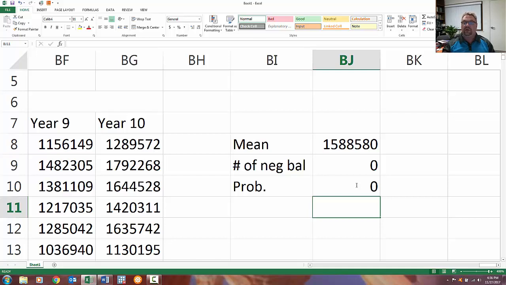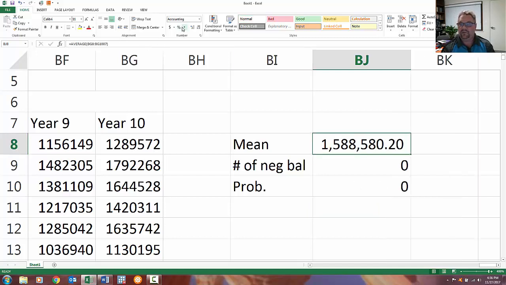So presto, you're done. Even with the recession, the mean ending balance is about 1.5 million, right? No negative balances in this scenario, so the probability of running out of money is 0. And presto, you are done with this week's homework. That's it.